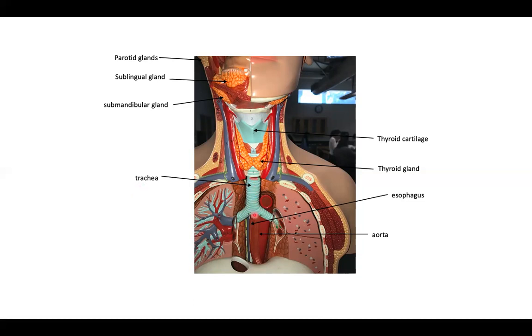And if you follow the trachea further down into the thorax, you notice this kind of muscular tube right here, which is identified as your esophagus, part of your digestive path. And lateral to that, you have the largest blood vessel coming off of your heart, which is the aorta.